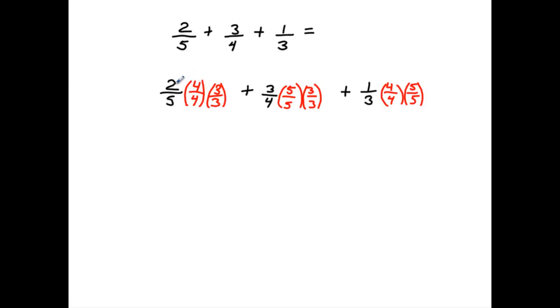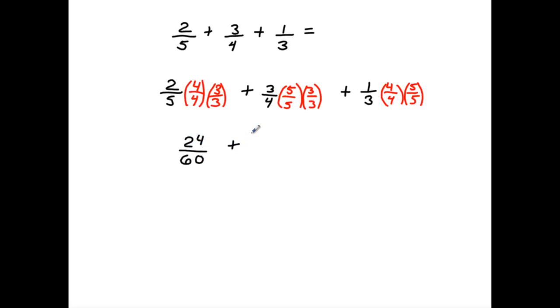Alright, so let's look and see what we got. We got 2, we got 4, that's 8 times 3. That's going to give me 24 over 60. Now, I've seen some students in the past, they start trying to reduce this fraction. But you don't reduce it because that was the whole purpose of it, was to get a common denominator.